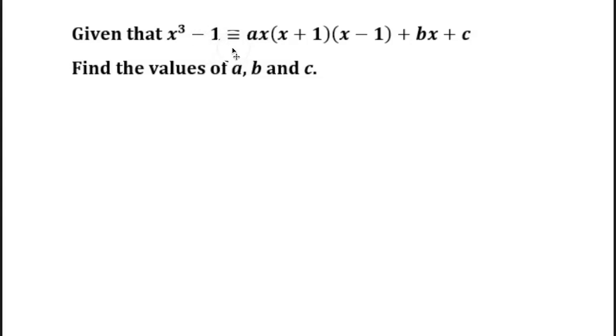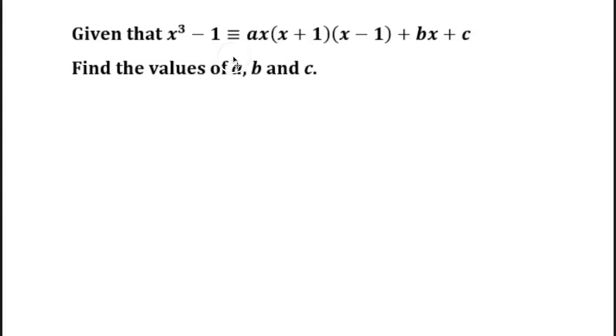Now for identities, both sides of the equivalent symbol or the equal sign must be the same when you substitute the unknown variable by a value. So what it means is that when you put x is equal to 2 here, you get the same answer as you put x is equal to 2 in the right hand side. That is all about the identities.